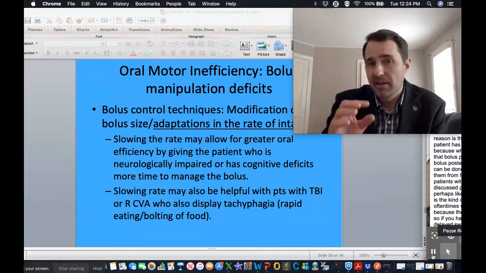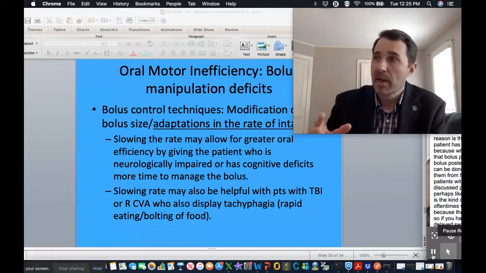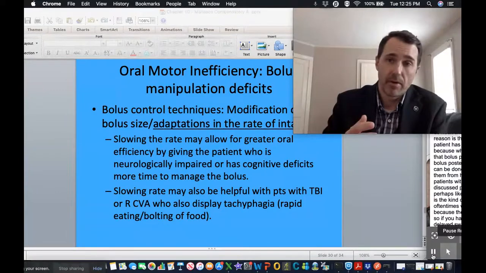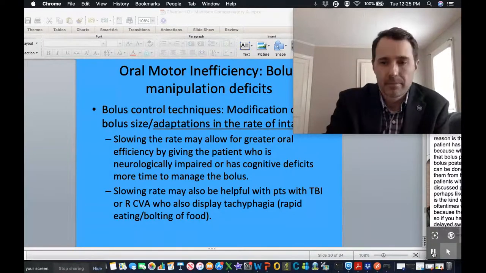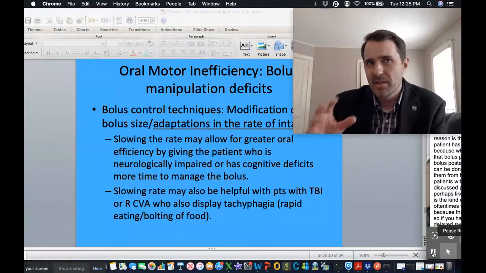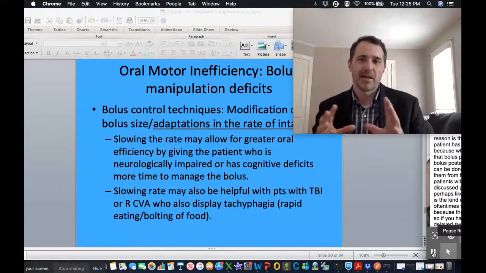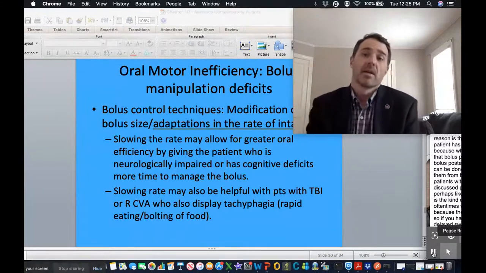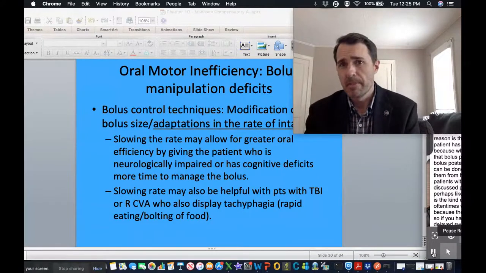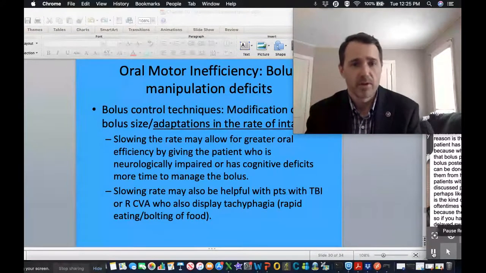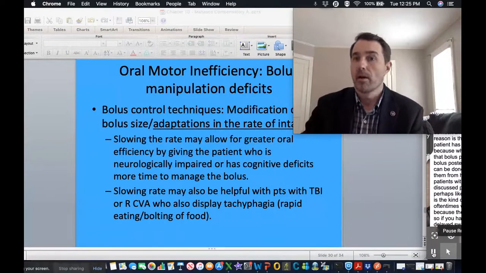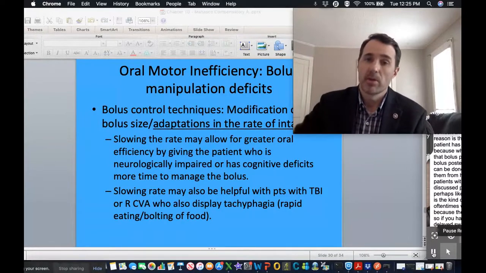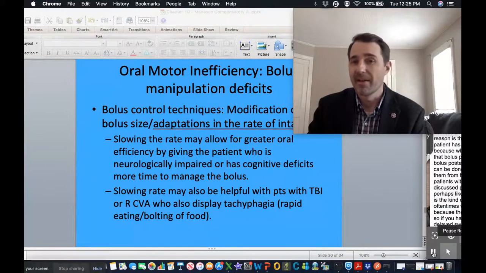It'll allow them more time to put any other recommendations you have into place. And this would be done pretty much as I mentioned just a second ago for those patients, specifically your traumatic brain injury patients, maybe your right hemisphere stroke patients that are just so impulsive that they bolt their meal down super quick. And you have to find some way of slowing them down.